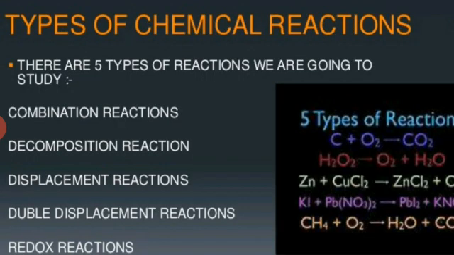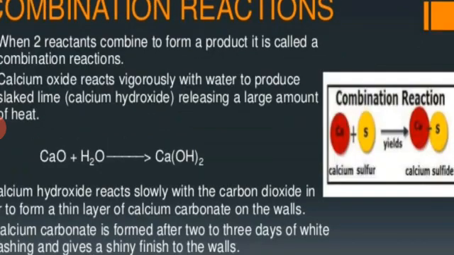Now, we will come to types of chemical reactions. There are basically 5 types of chemical reactions: combination reaction, decomposition reaction, displacement reaction, double displacement reaction, and redox reaction. First of all, we will study about combination reaction. A combination reaction is a reaction in which 2 or more substances combine to form a single substance.